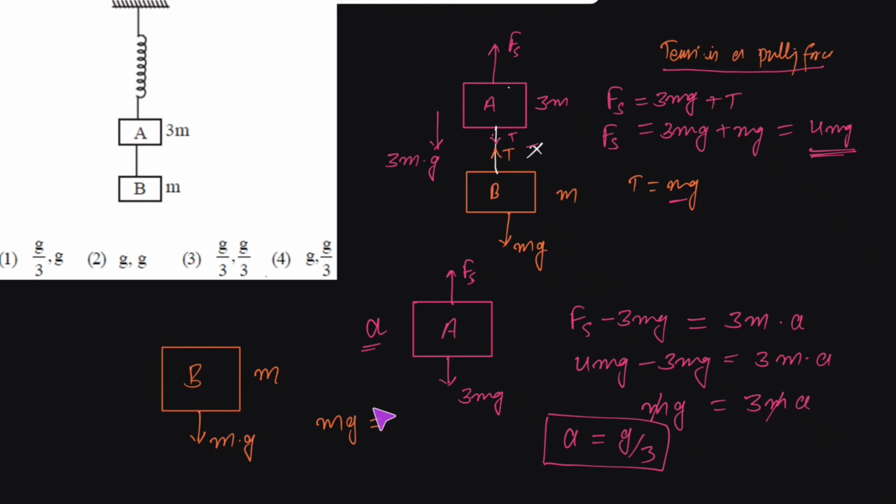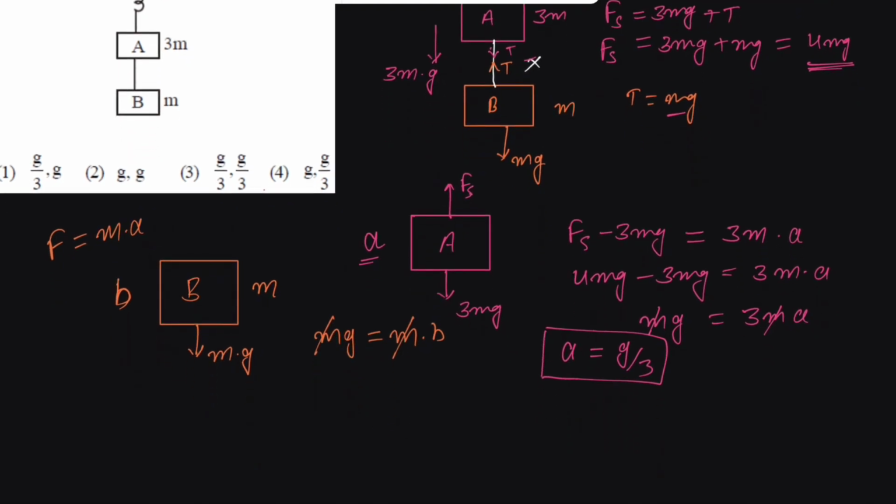Newton's law says that net force is equal to mass times acceleration. We are assuming that the acceleration of this block is, let's say, small b. So this net force is equal to mass times acceleration, and the acceleration is small b. From here, m and m get cancelled. So the acceleration of block B is equal to g, the acceleration due to gravity. So option A would be the right one: the acceleration of block A is g by 3, while the acceleration of block B would be g.